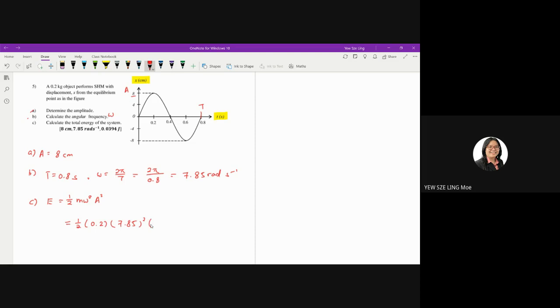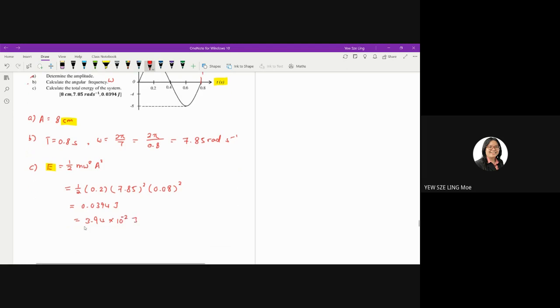Now A, you have to be careful. A given is in cm. In our calculation of energy, we need to change it into meter. So 0.08 squared, which is then equal to 0.0394 joule. Actually, this is an improper way of writing down your answer. It should be 3.94 × 10⁻² joule. Cara yang lebih tepat. So this is what I told you. This is the thing that you should do in your practical test, your report writing test. You write your answer in standard form.